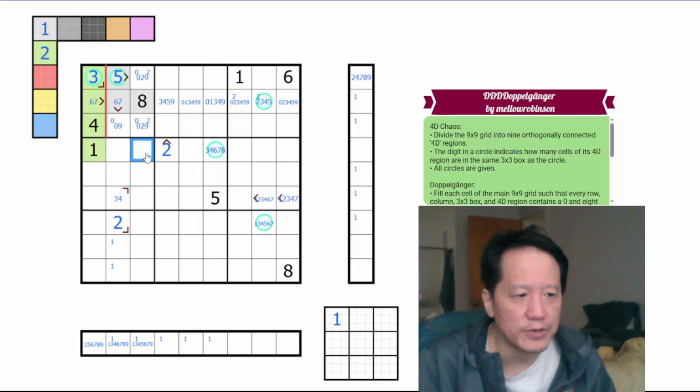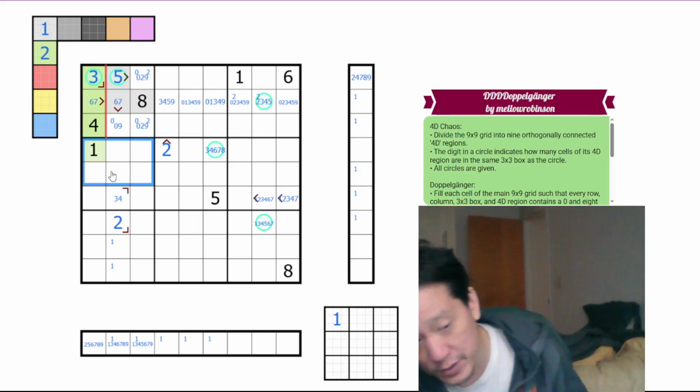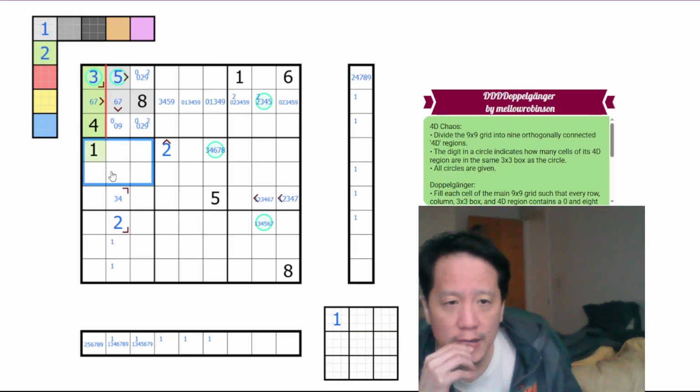The reason why we know that is we would have 6 cells in this region, which are part of the green region and also part of the same 3x3 box. So 6 could not be part of that because then it would have a circle around it. What else do we have?